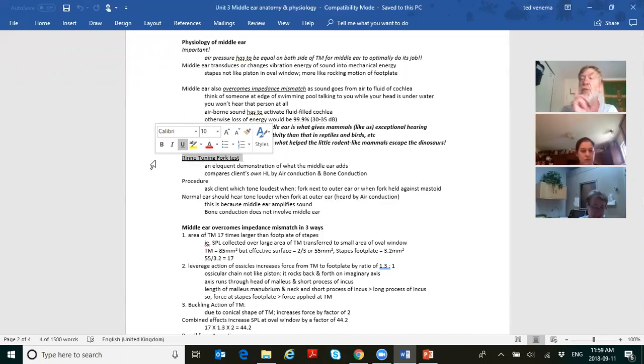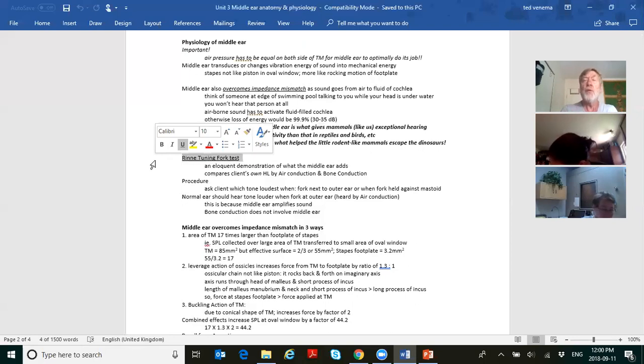And what's a normal finding on the Rinne tuning fork test? Air conduction is heard louder than bone conduction. And for whom will this occur? If you have normal hearing or if you have old age hearing loss. Because old age hearing loss is due to damage of the inner ear, not the middle ear. So only people who have middle ear pathology will have an abnormal finding on the Rinne test.